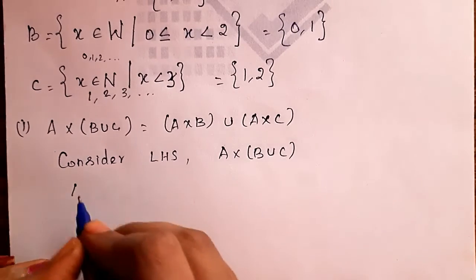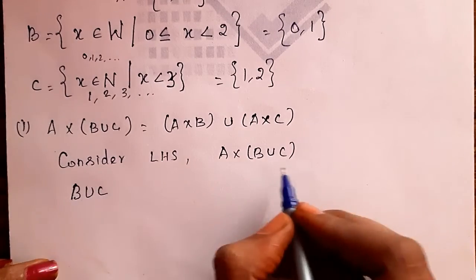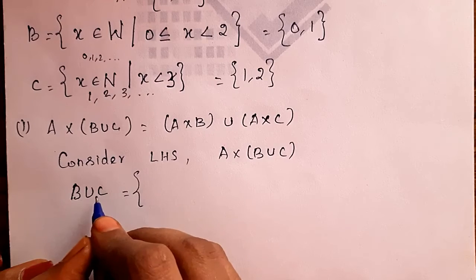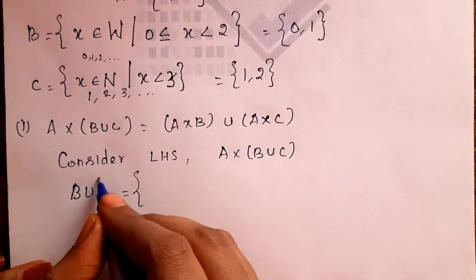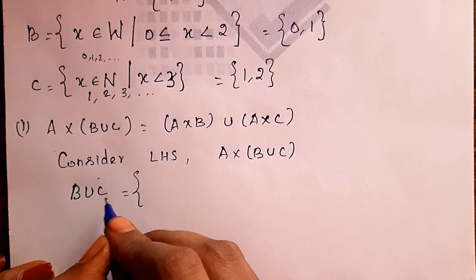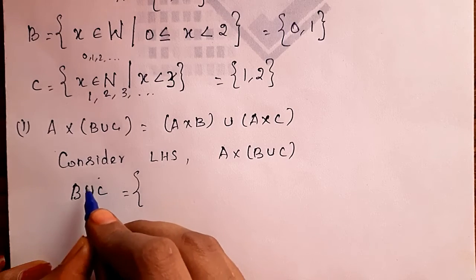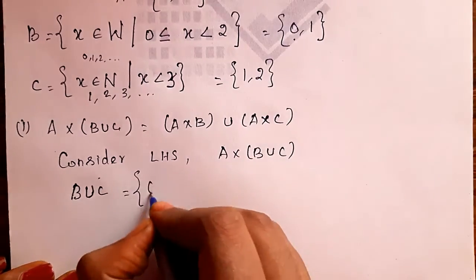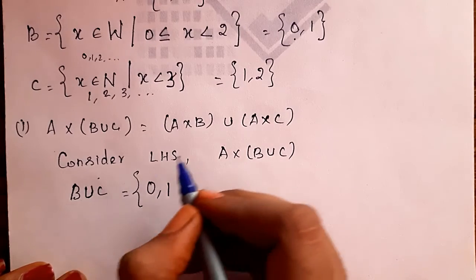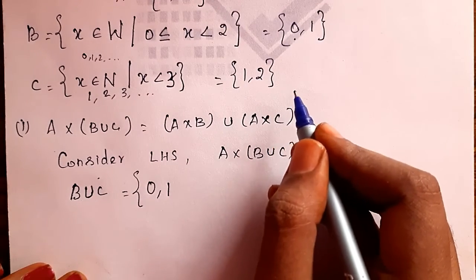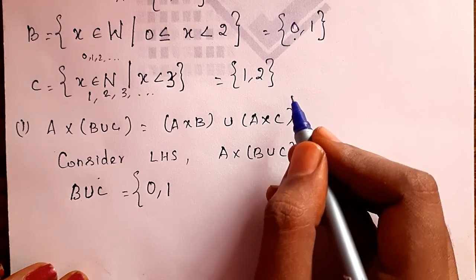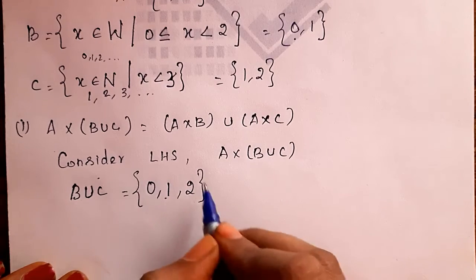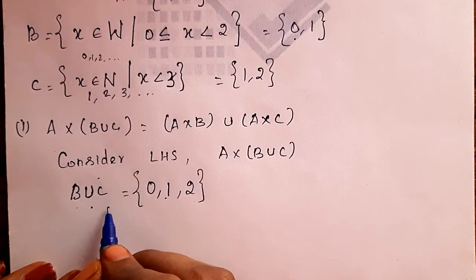From this, what is B union C? I am asking you, what is B union C? Union means you have to collect all the elements from B and all the elements from C. You should not miss anything. That is known as union. So the elements in B are 0, 1. And the elements in C are 1 and 2. But already 1 is there. Look, already 1 is here. So we just write 2. Clear now? We collected all the elements of B union C.